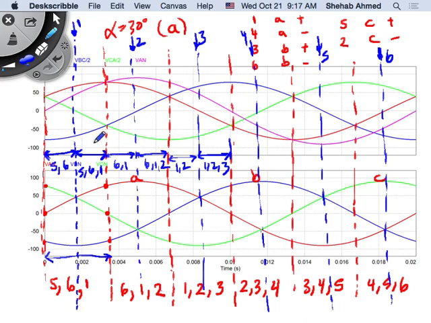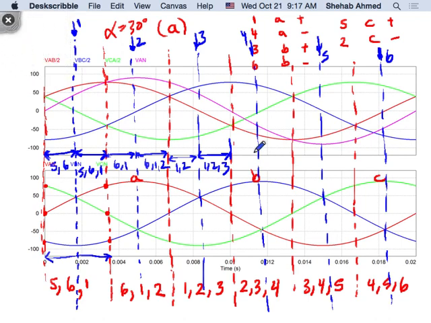So now, if device 5 and 6 are on, it's the same. After that, it's 2 and 3, and then 2, 3, and 4, and then 3 and 4, 3, 4, 5, and so on. Okay? So now let's see. If 5, 6 are on, 5 is C positive, and 6 is B negative, right?